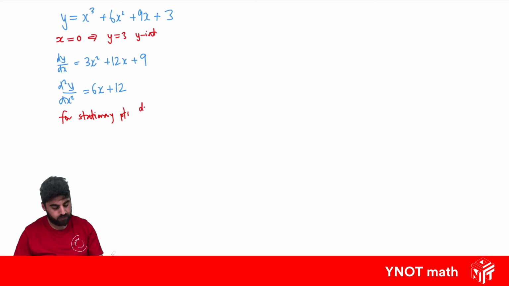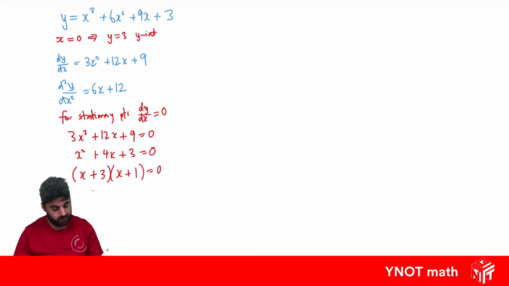We know that the first derivative is equal to 0. So 3x squared plus 12x plus 9 has to equal 0. We can divide everything by 3 here, so we'll get x squared plus 4x plus 3 equals 0. Let's factorize our quadratic. Two numbers that multiply to 3 and add up to 4 will be positive 3 and positive 1. And solving here is going to give us x equals minus 3 and minus 1.